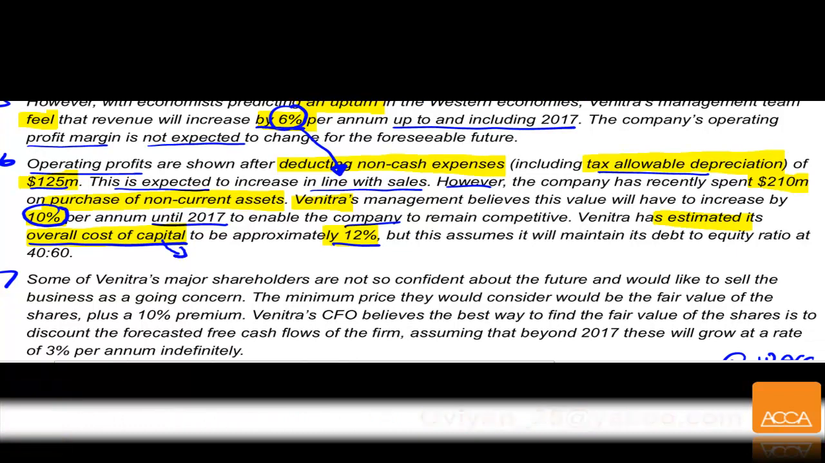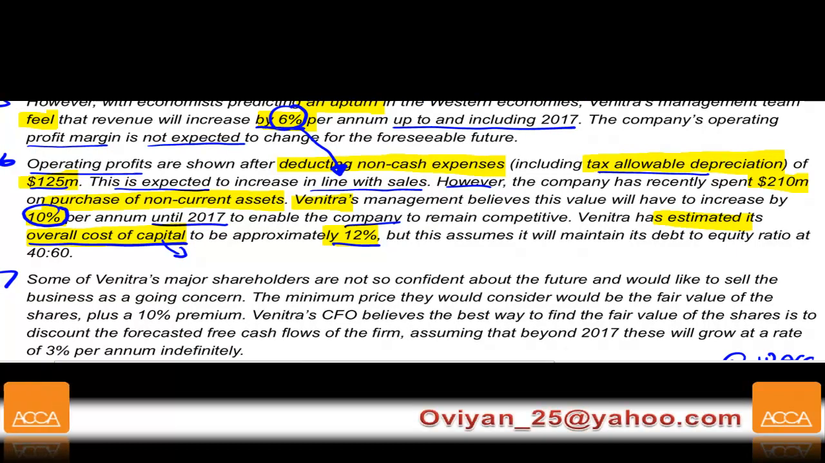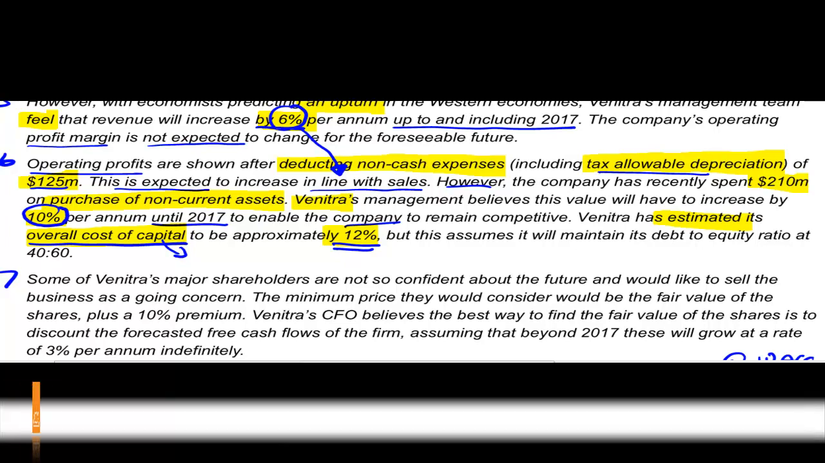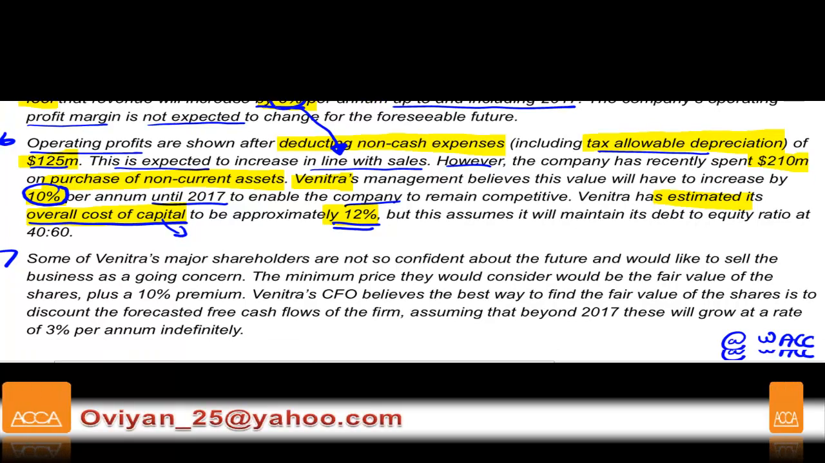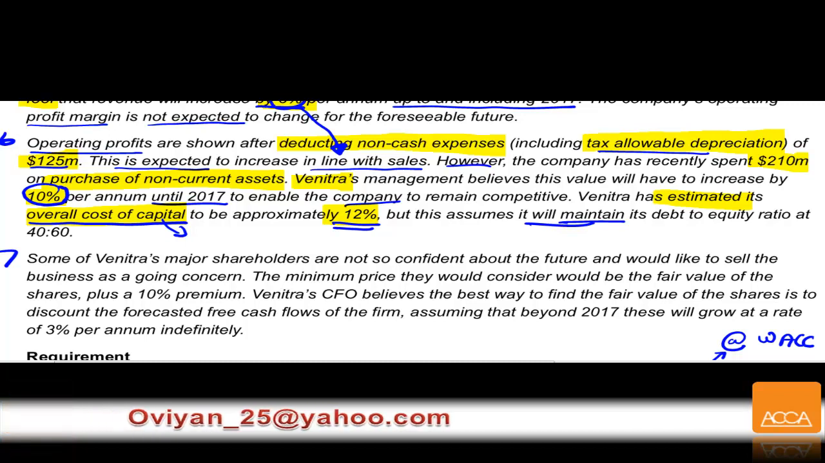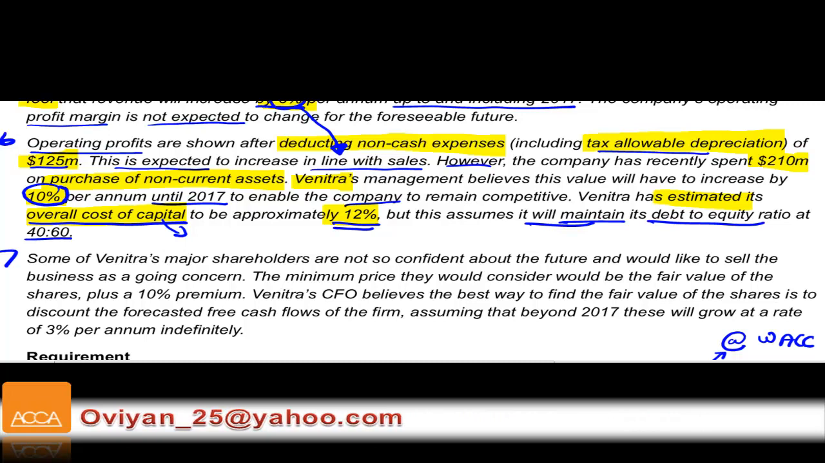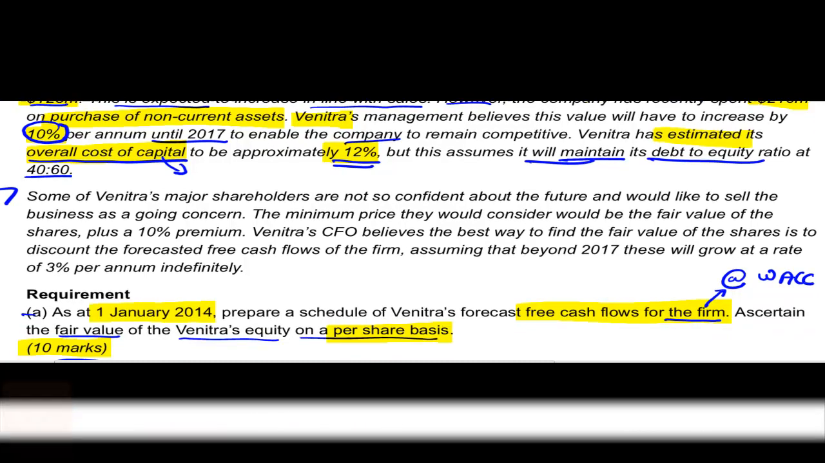If they have given you cost of equity, then you have to find the weighted average cost of capital. But in this case, they've given us cost of capital, so it's going to be 12%. So we're going to take that 12%. In a bigger question, they may ask us to find the cost of capital before asking you to find the free cash flows to the firm. But it assumes that it will be maintained. So basically what they're trying to say here is that the financial risk is going to be maintained at a 40-60 debt equity ratio. So this is kind of type 1 of business valuation, where your financing risk is the same. Anyway, don't worry about type 1, type 2 and type 3 here.